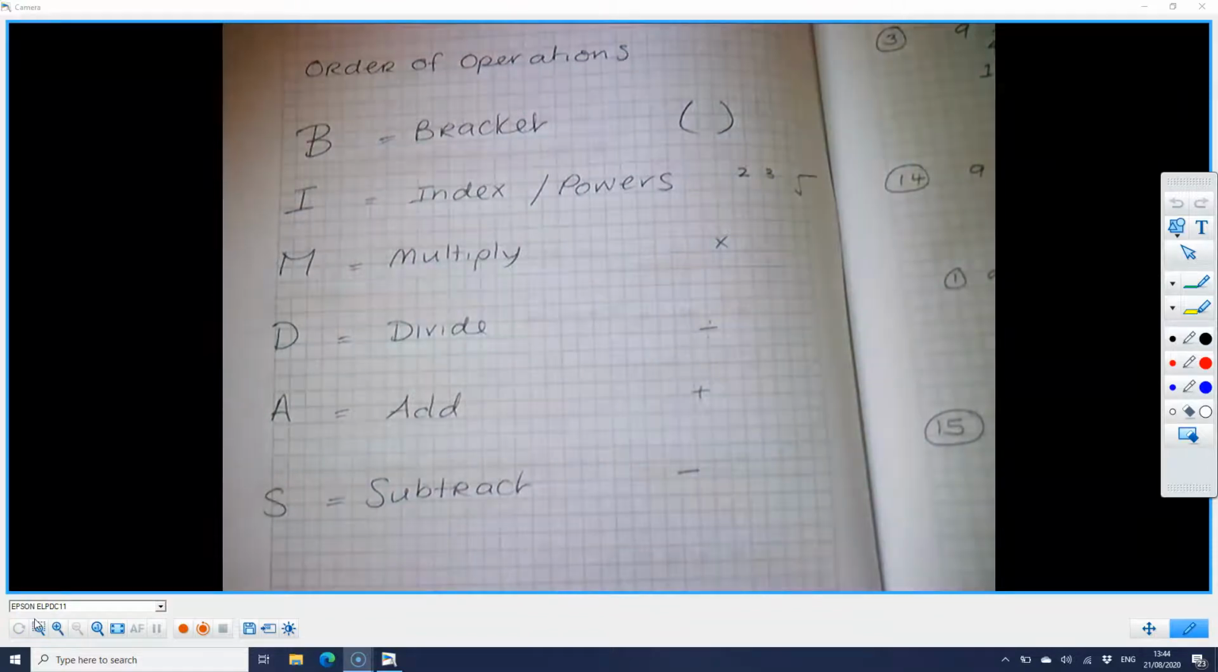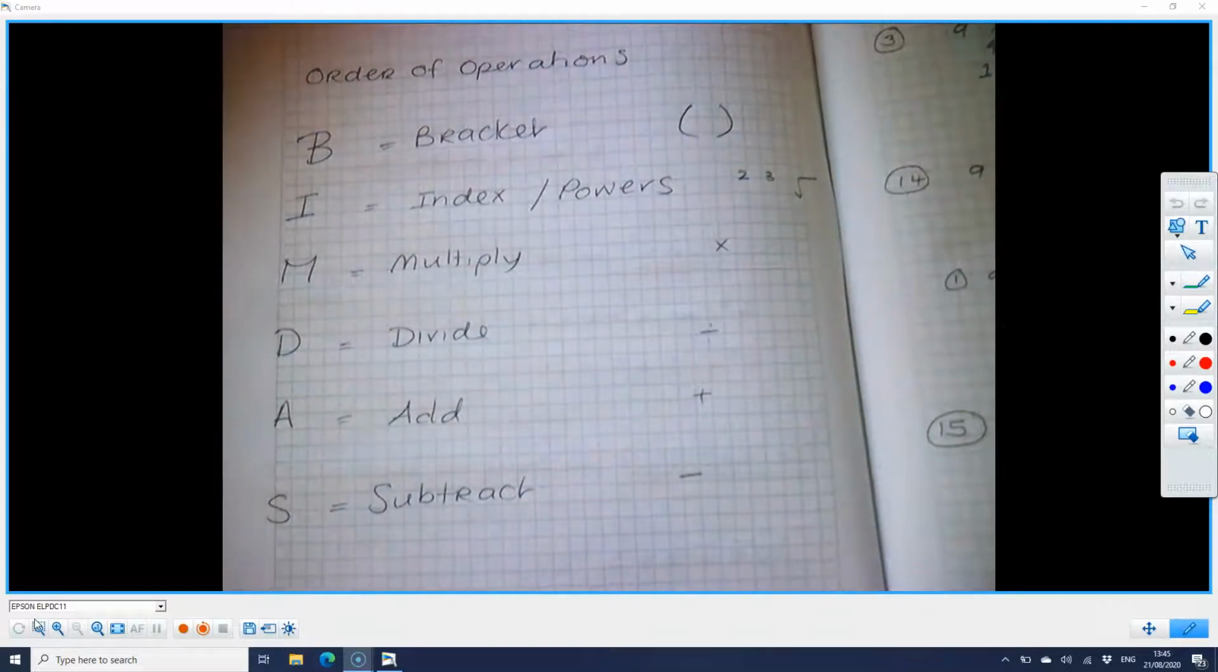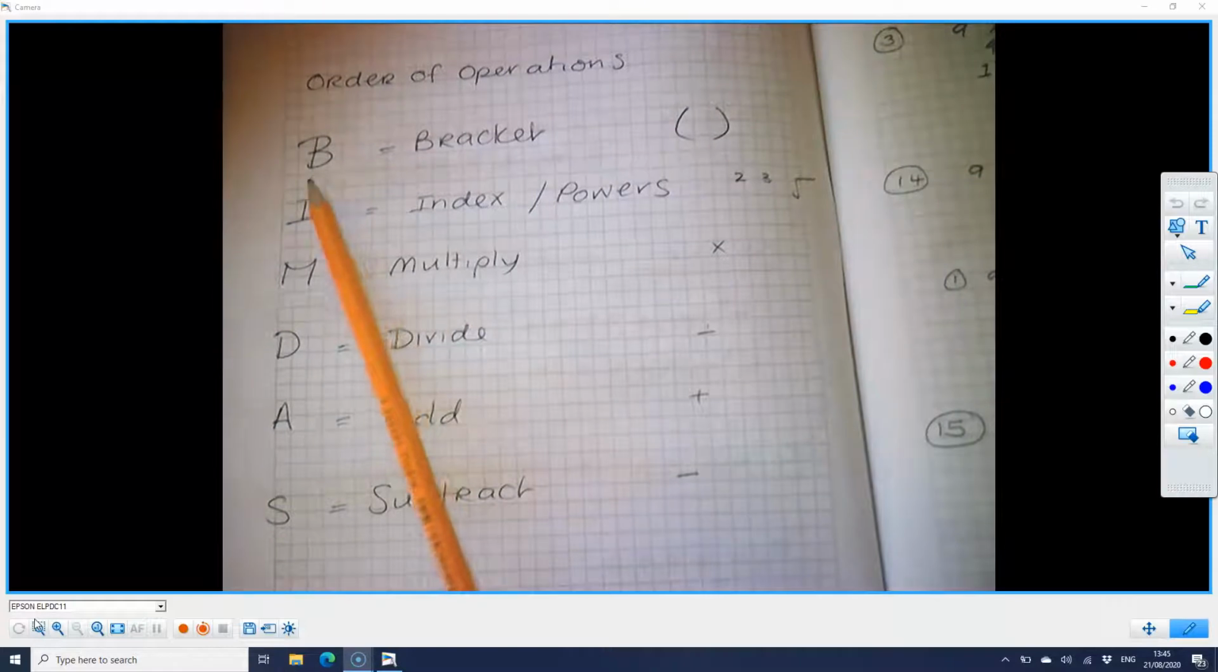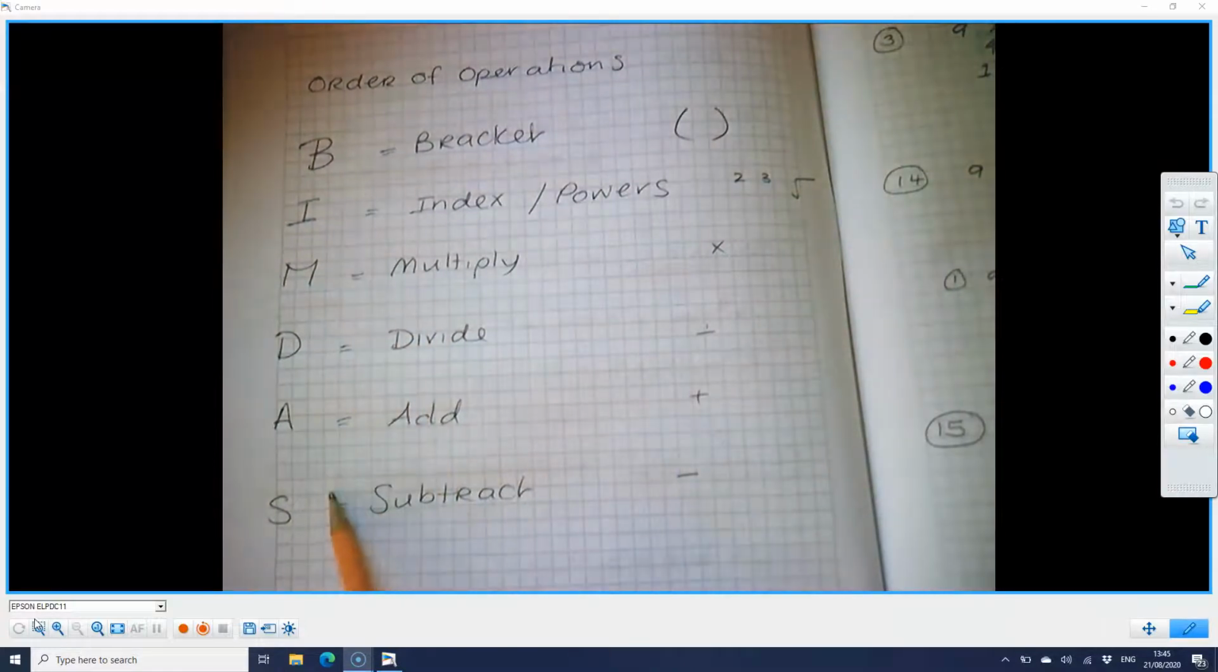Okay, what we're going to have a look at now is BIMDAS. BIMDAS stands for the order of operations you're meant to do your maths. Okay, and if you do your maths in the correct order, it should work. If you do it in the wrong order, you can get a totally different answer than your neighbour. So in terms of your order of operations, they recommend this silly word, BIMDAS, right?